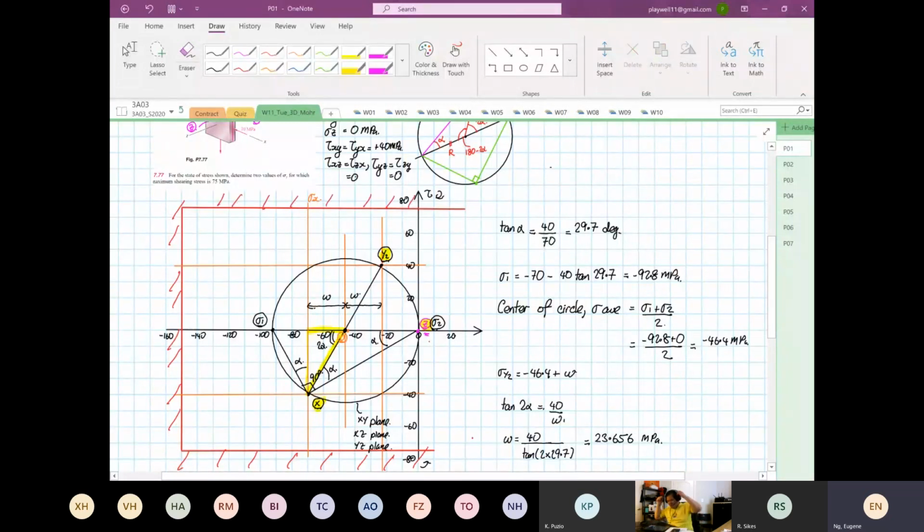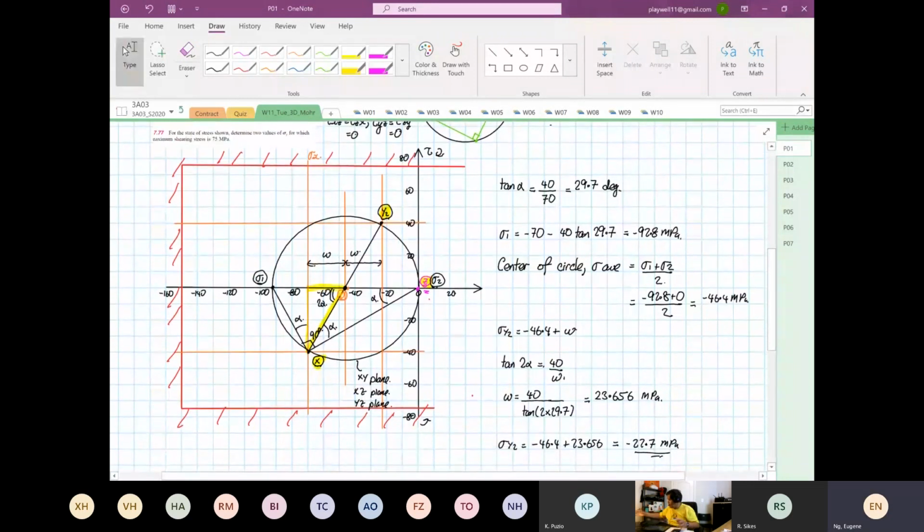But why is it not valid? Anyone want to try? Why is this not a right answer? Anyone? Is it because it doesn't go all the way to Tmax? Well done. Tmax, yep, you are absolutely right.